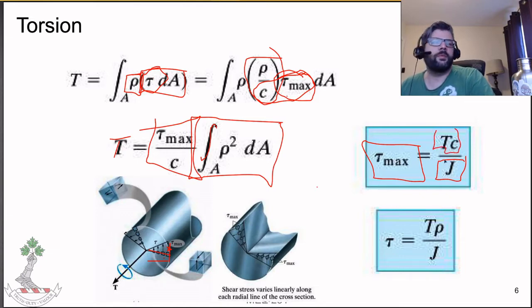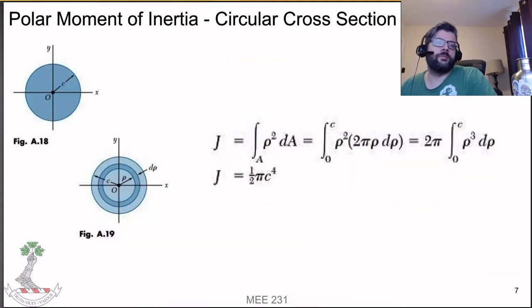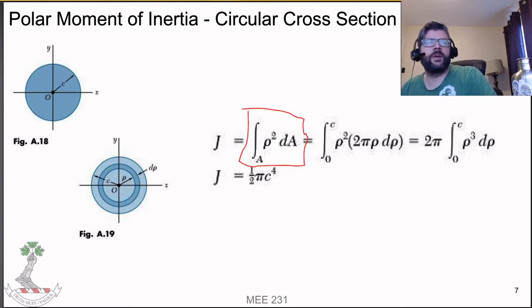So J can be looked at as the A equivalent of that for torque. We can figure out what that is for a circle, at least. It's fairly easy. We just need to take this equation here and integrate it over the entire area.